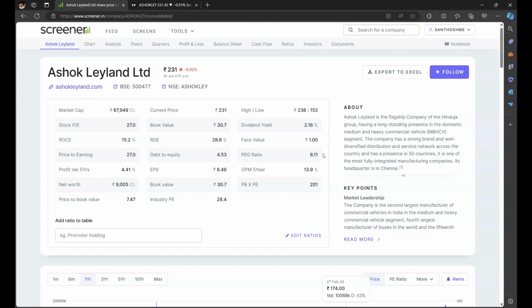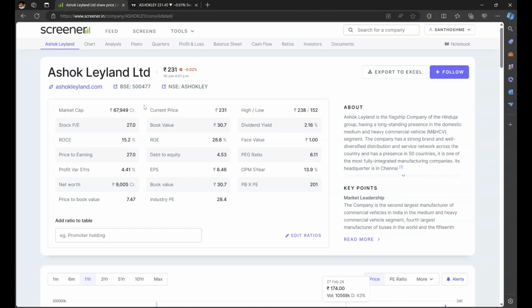Today I am going to discuss another potential stock which you can consider in the coming days. The company name is Ashok Leyland, and I am sure all of you will be familiar with it, right? The company is a large cap company with a market cap of almost 68,000 crore, and it's an automobile company, right? They are mainly into the domestic medium and heavy vehicles segment.